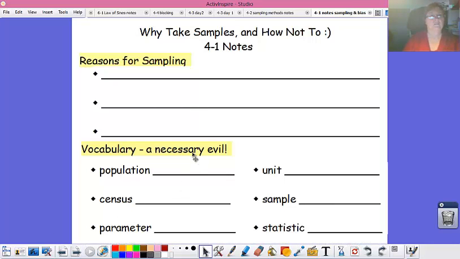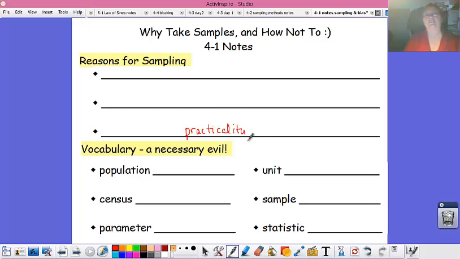Today, our focus is going to be on why statisticians use samples, and then it says how not to do that. So we're going to hopefully give you some good tips for sampling today. The reasons for sampling could usually all be wrapped up in this last thing I'm going to write, which is practicality.